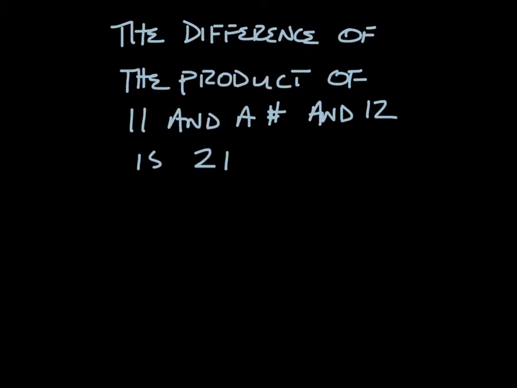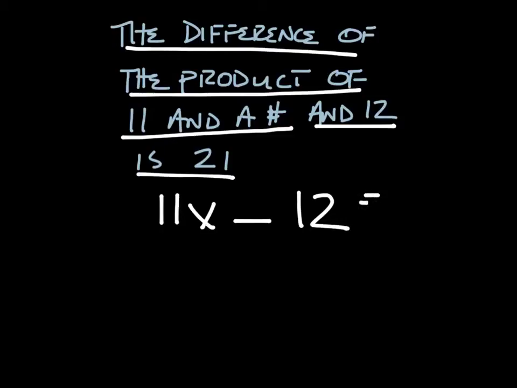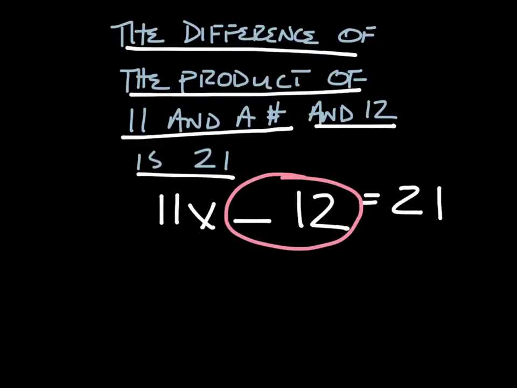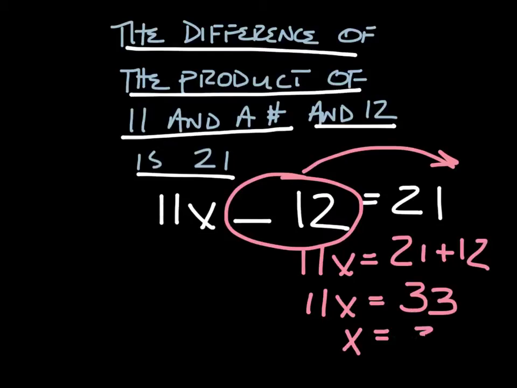The difference of, what does that mean? Subtract. The product of 11 and a number, what should I write? 11x. And 12 means 12 goes there. Is 21. 21 goes there. What do I do with this? Move it over and make it plus 12. So that is 33. 11 times what is 33? 3 is right.